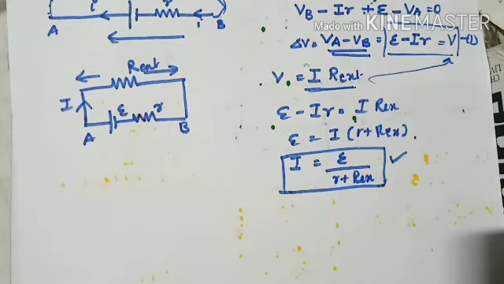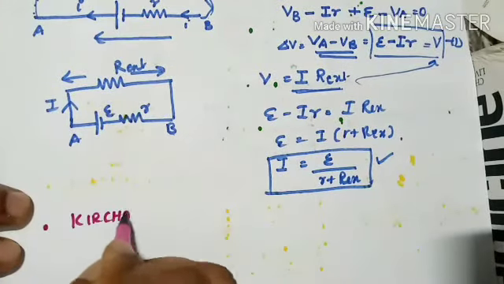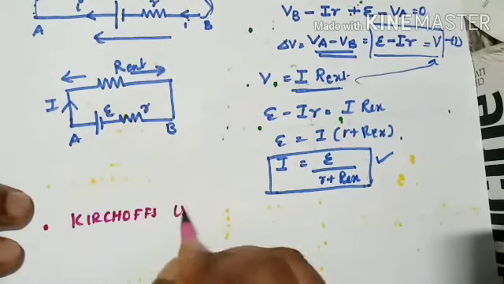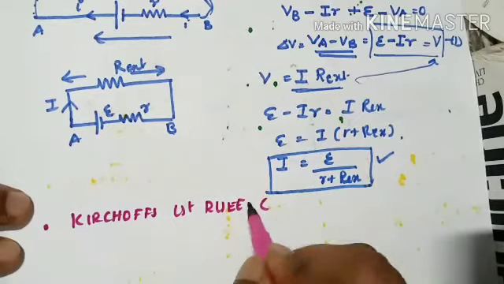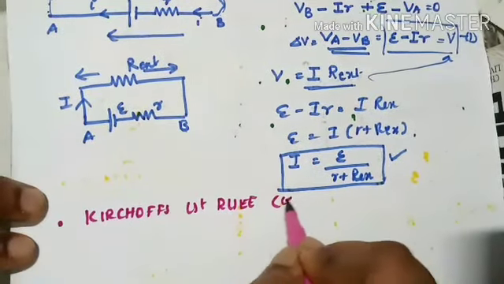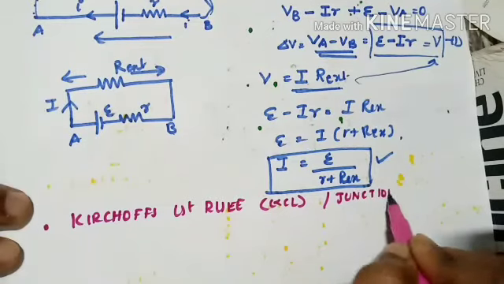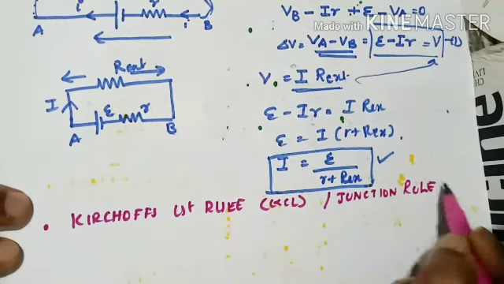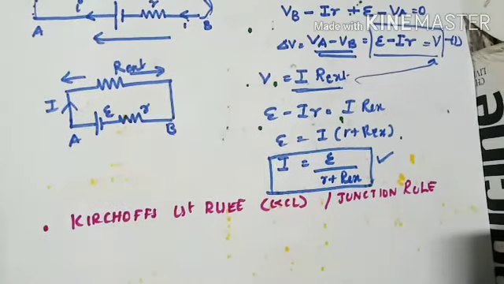Now let's move on with Kirchhoff's first law, which is Kirchhoff's current law, or KCL, and there is another name for it, that is junction rule. Let's write the heading: Kirchhoff's first rule, or KCL, or junction rule. These are all names for the same rule.